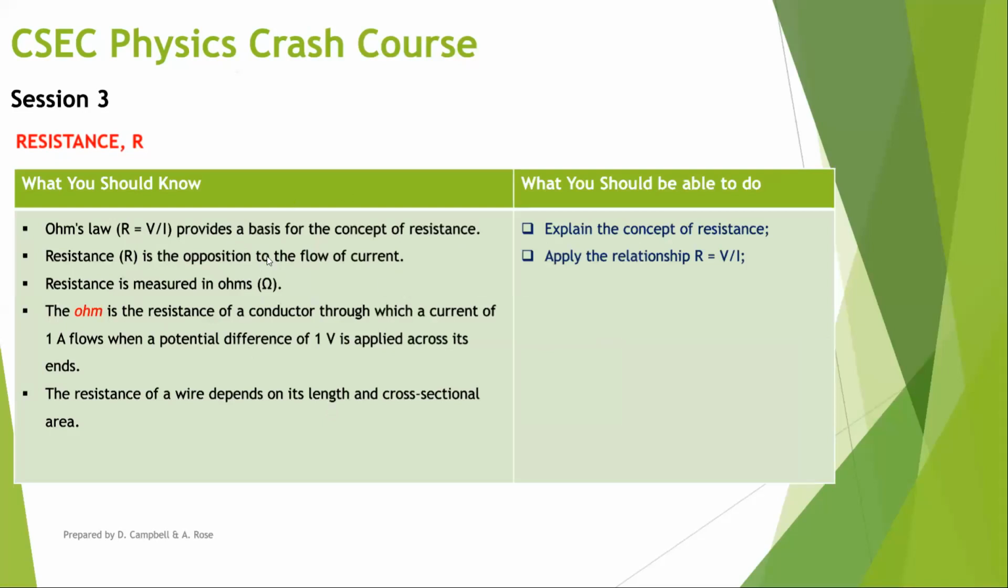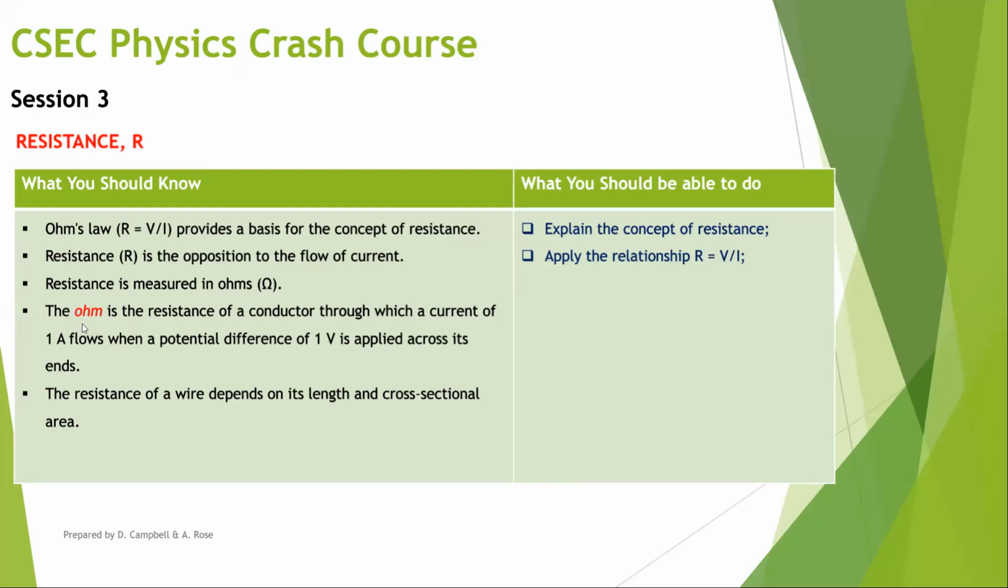All right, so we're looking at resistance. Now, first thing is that resistance as a concept is provided by Ohm's law. And we can define resistance as the opposition to the flow of current, or opposition to the flow of electric charges. Either one will do. It is measured in ohms, of course, from George Ohm, who investigated the concept. And we define the ohm, meaning 1 ohm is the resistance of a conductor through which a current of 1 ampere flows when a potential difference of 1 volt is applied across its ends. So this is the definition. This is how we get 1 ohm.